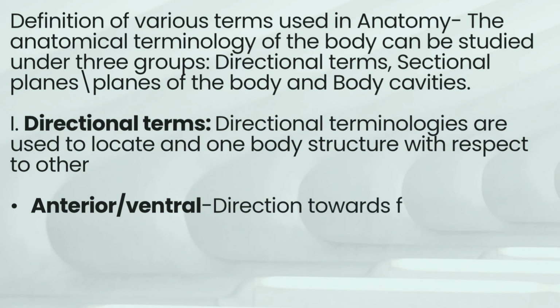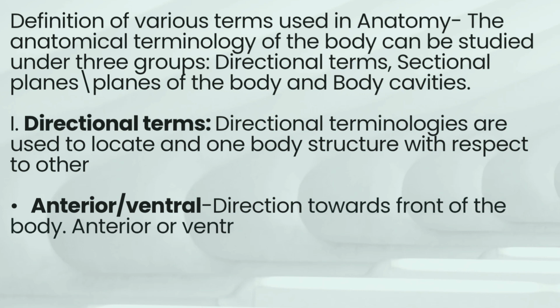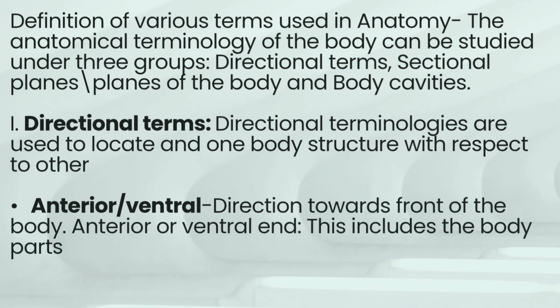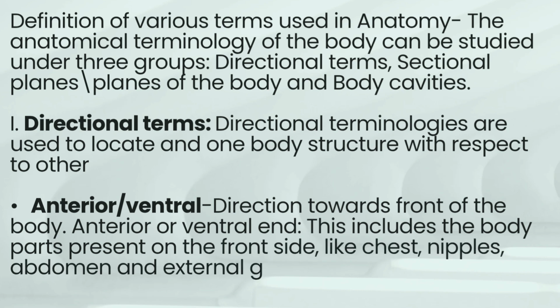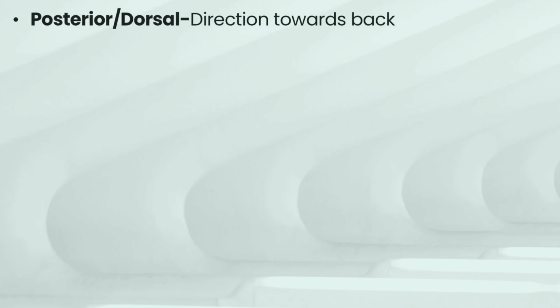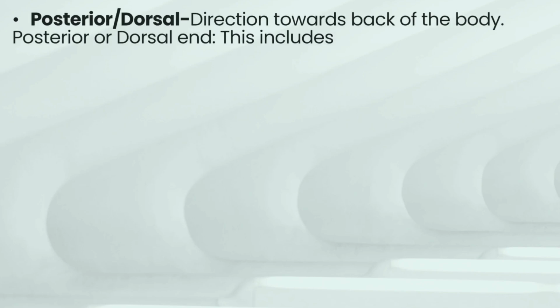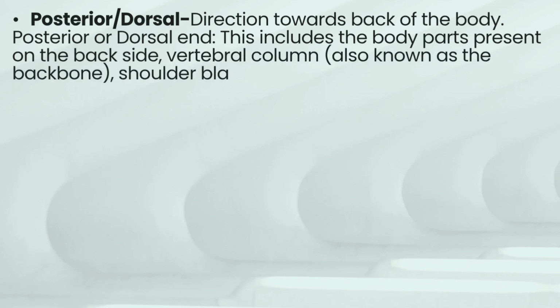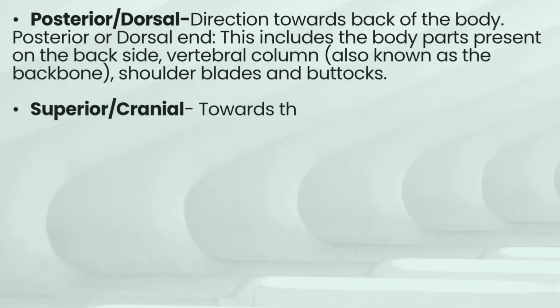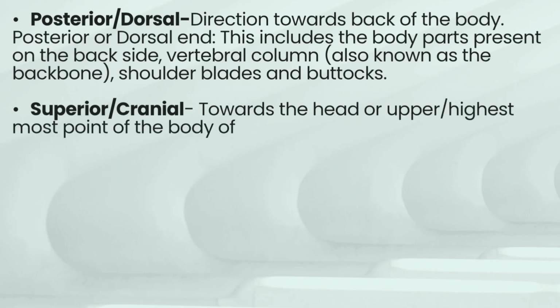Anterior, ventral: direction towards the front of the body. Anterior or ventral end includes the body parts present on the front side, like chest, nipples, abdomen, and external genitalia. Posterior, dorsal: direction towards the back of the body. Posterior or dorsal end includes the body parts present on the back side: vertebral column, also known as the backbone, shoulder blades, and buttocks.